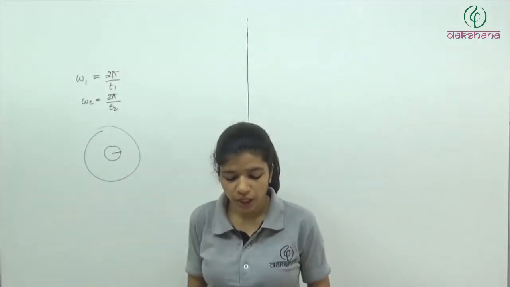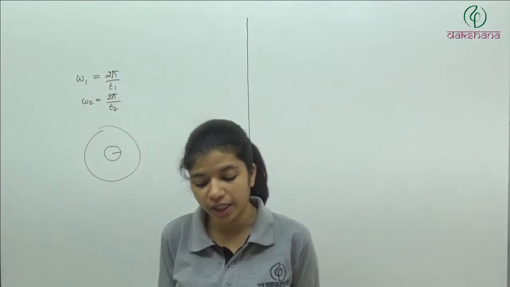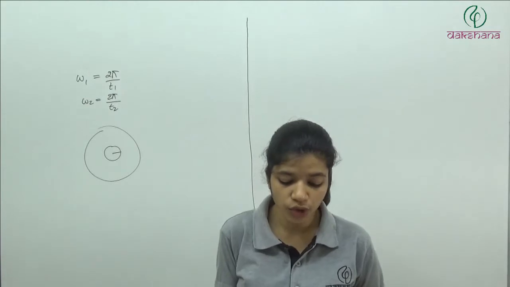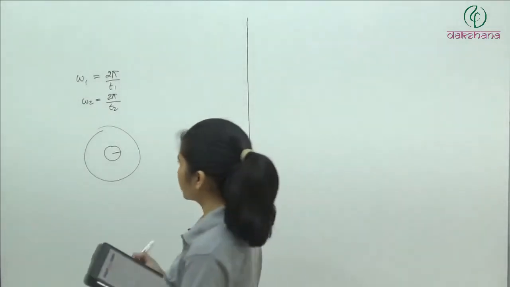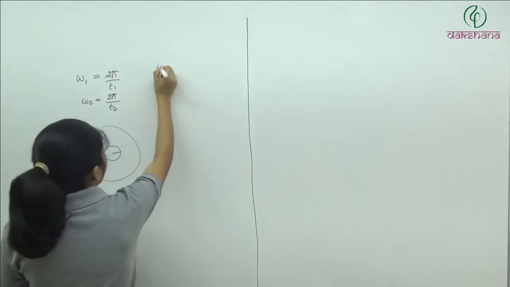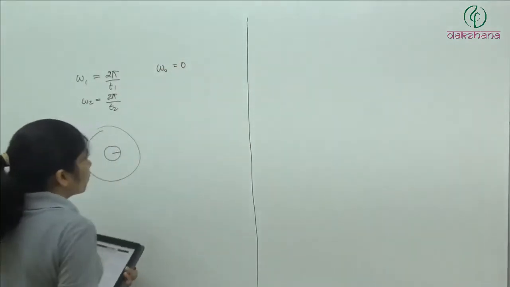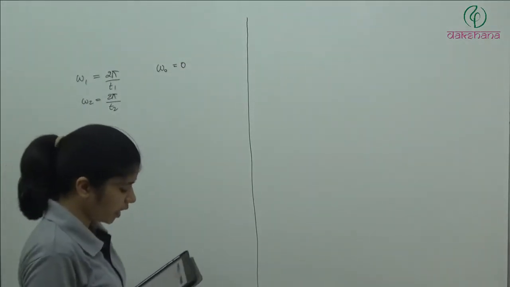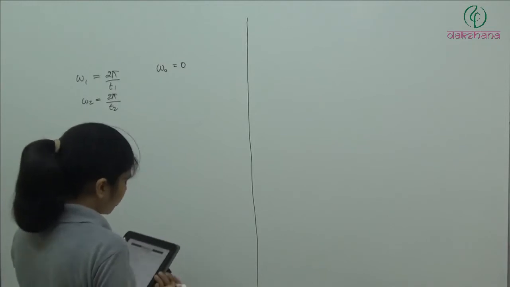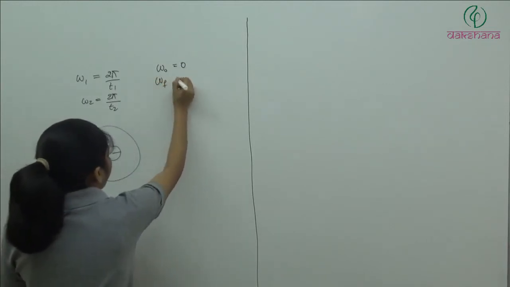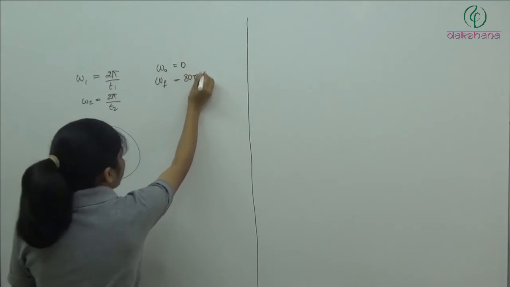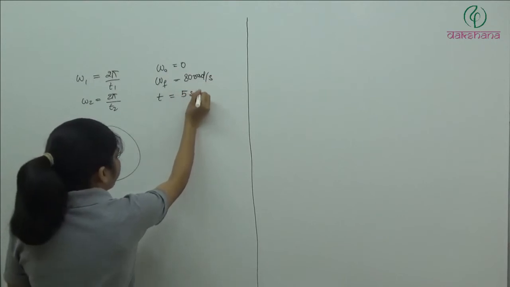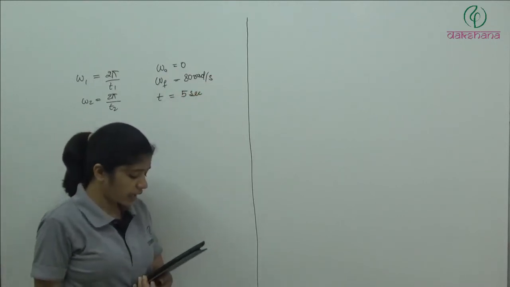Question number A2. A wheel is at rest, its angular velocity increases uniformly and becomes 80 radian per second after 5 seconds. The total angular displacement is? So here, what is given? Initially the wheel is at rest, so omega naught is 0. Initial angular velocity is 0. Its angular velocity increases uniformly and becomes 80 radian per second after 5 seconds. So finally omega has become 80 radians per second, after t is equal to 5 seconds. And we have to find out the total angular displacement.